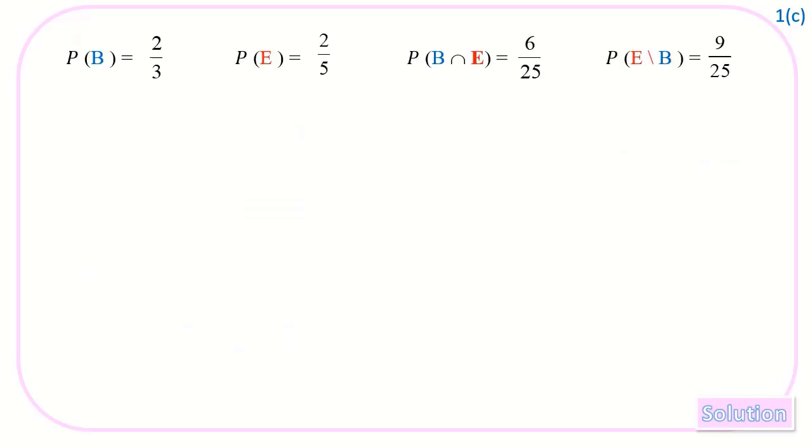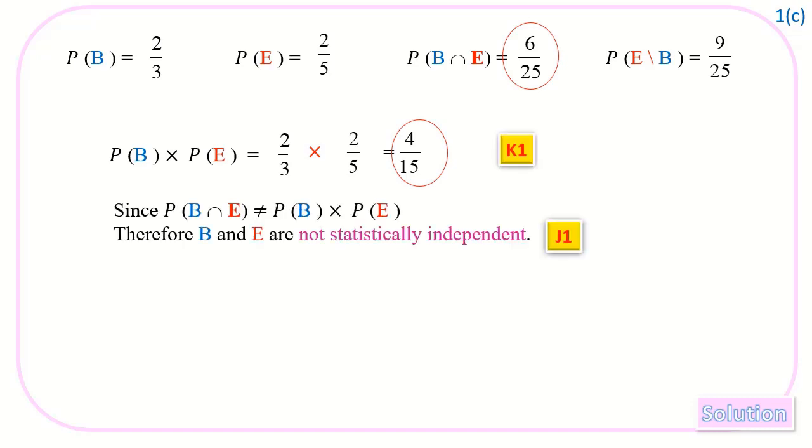Total is 3. Part C, to determine whether the events eating refers and taking regular exercise are statistically independent. We have 2 alternative methods here. For the first method, you need to find the probability of P(B) multiplied by P(E). We notice that the probability of B intersect E is not equal to the probability of event B multiplied by the probability of event E. So we can say that they are not statistically independent.